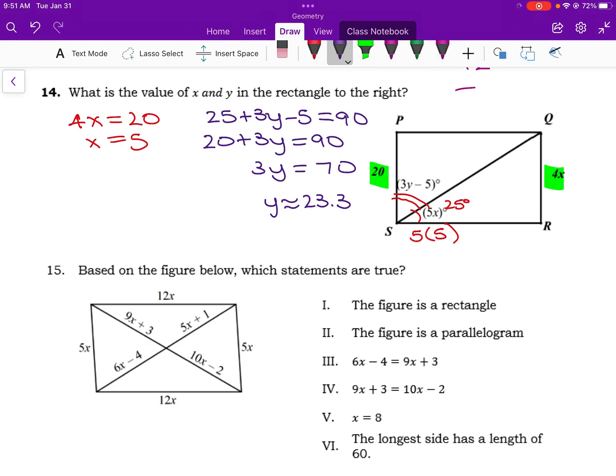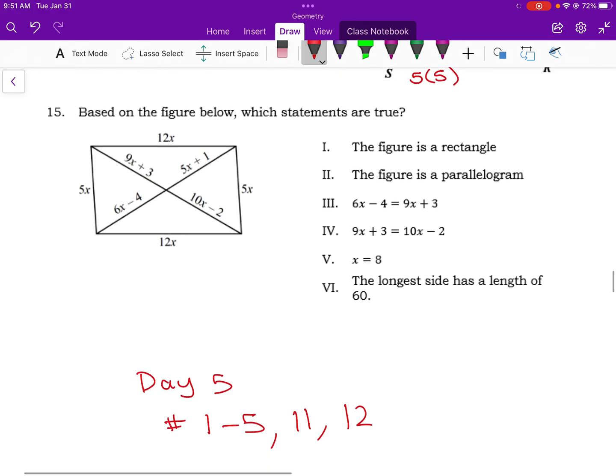Because alternatively, we could have found that this is just 65, knowing that they have to add to 90 degrees. 3y minus 5 set equal to 65 will still give us that decimal. So, all right. The last one is more just an application of some properties here.